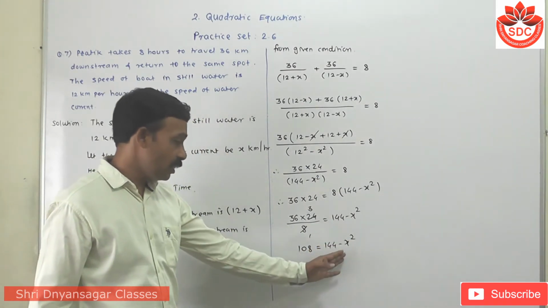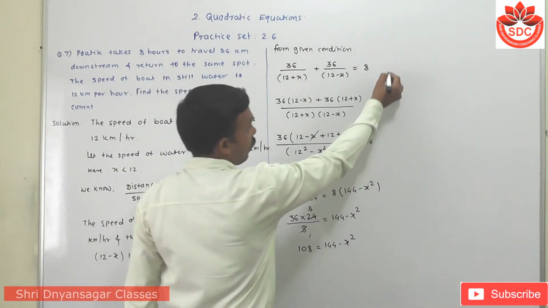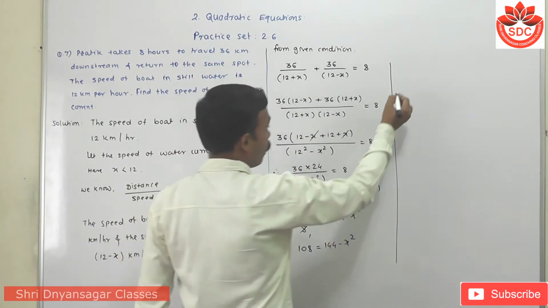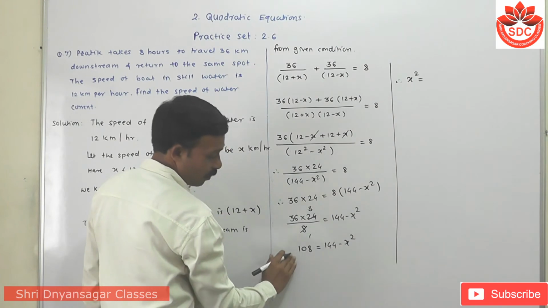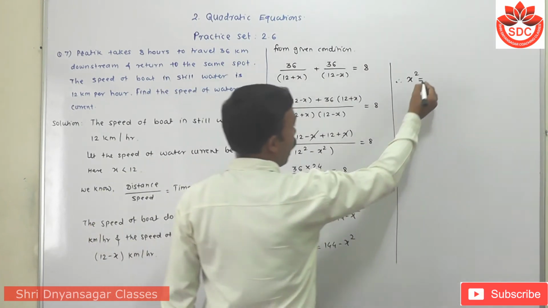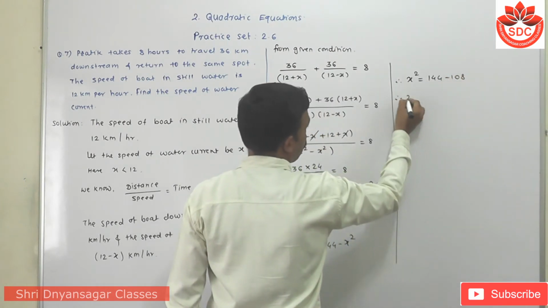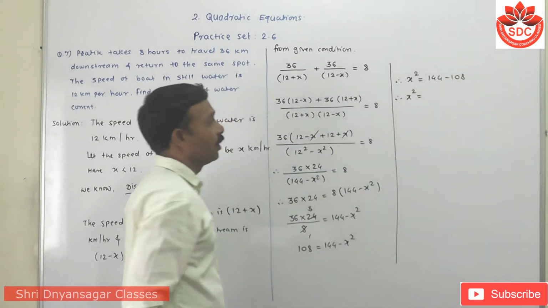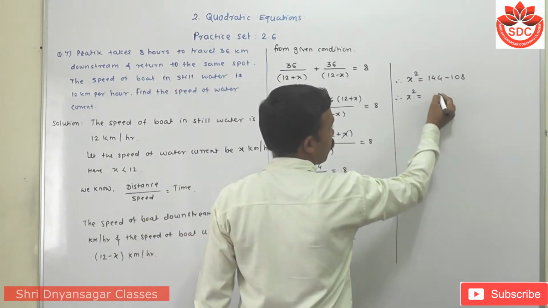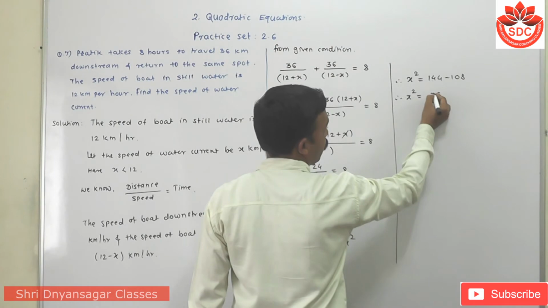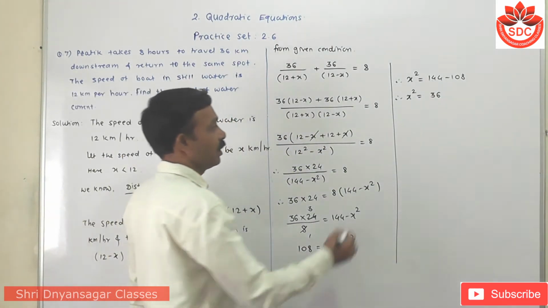I have to transfer this minus x square to this side and this plus 108 to the other side. We get x square, and the signs change. Therefore the subtraction becomes 144 minus 108, which is 36. So x square is equal to 36.